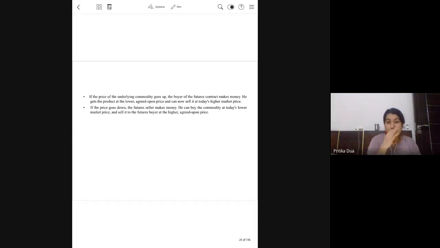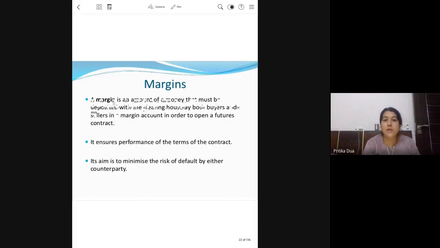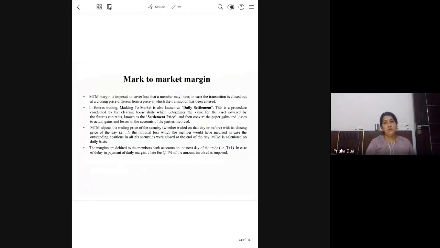Okay, so this is where we talk about the working of future contracts. Margin is the amount of money that must be deposited with the clearing house by both the buyer and the seller, and it aims to minimize the risk of the contract. Let's start with MTM, marking to market margin.